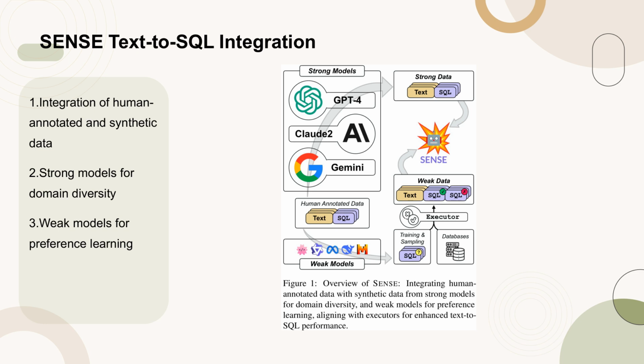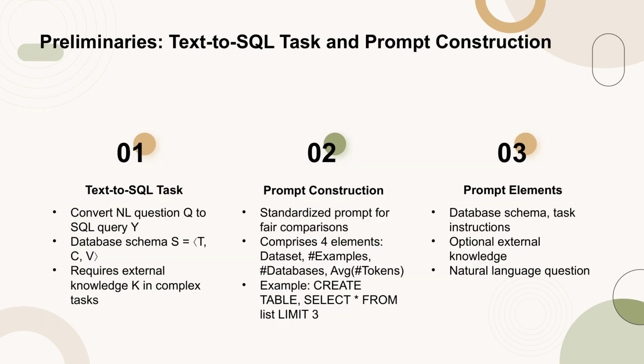generation capabilities. The text-to-SQL task involves converting a natural language question into a corresponding SQL query, grounded in a database schema that includes table names, column names, and database values. In more challenging tasks, external knowledge may be required. To achieve consistent results, a standardized prompt structure is essential for fair model comparisons.